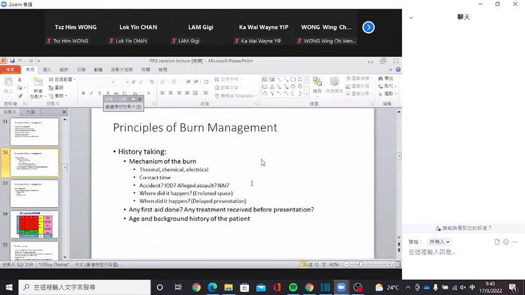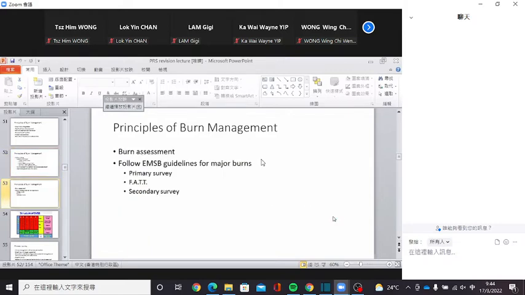Where the burn happened is particularly important for any flame burn because it raises worry about inhalation injury. And when did it happen? Was there a delayed presentation to medical care? We wish to know if any first aid was done or any treatment received before presentation, like applying any ointment or something they thought would work for the burn, and the age and the background history of the patient as well.